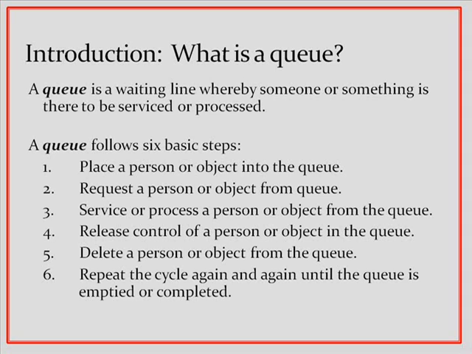1. Place a person or object into the queue. 2. Request a person or object from the queue. 3. Service or process a person or object from the queue. 4. Release control of a person or object in the queue. 5. Delete a person or object from the queue. And 6. Repeat the cycle again and again until the queue is emptied or completed.